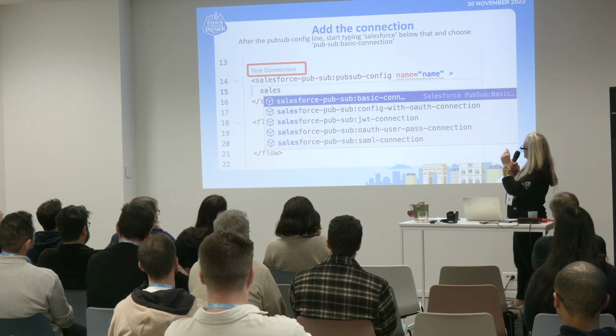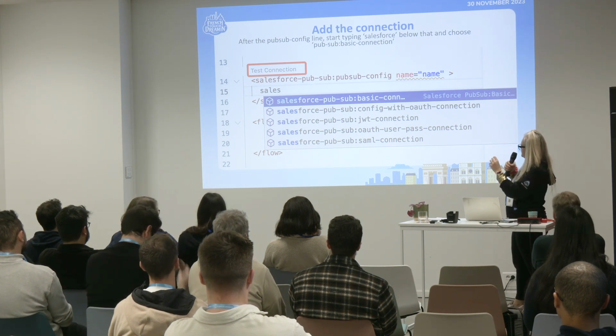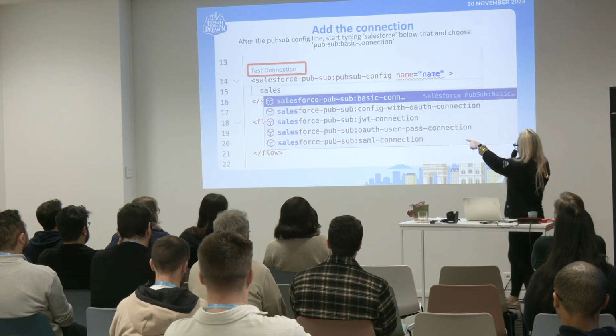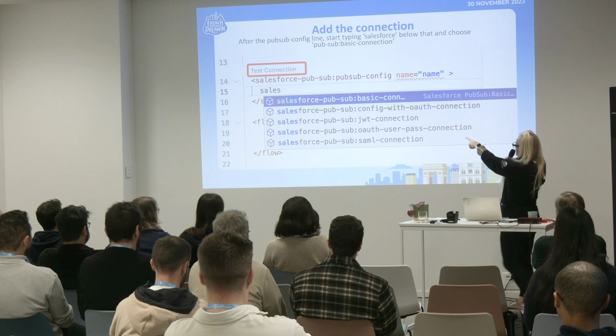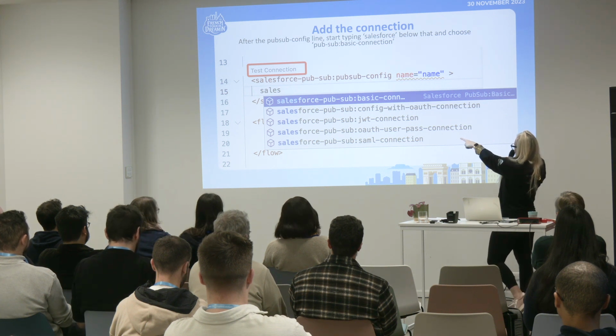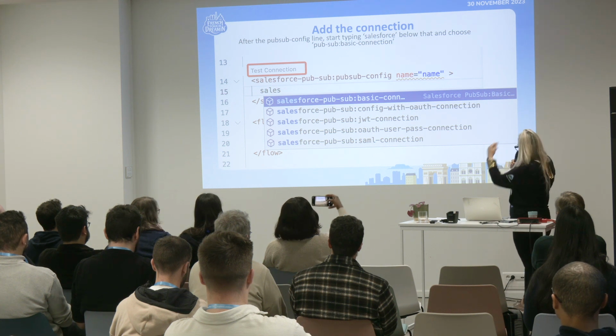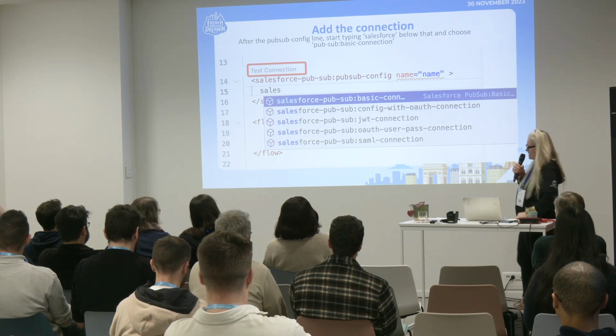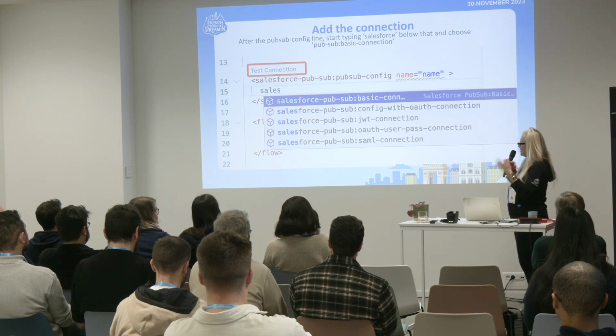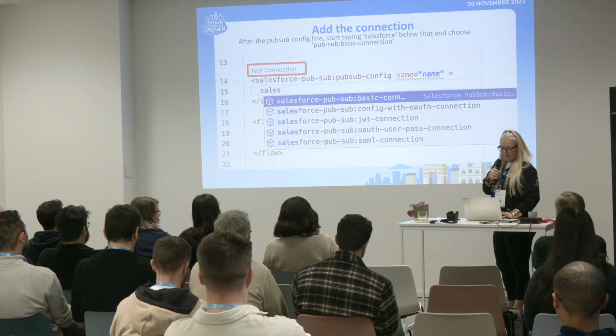Then within those brackets, you start typing Salesforce again, and you see all the different options. I chose the basic connection because I'm lazy, but you can see there's the config with OAuth, there's a JWT connection, OAuth user password, also not really recommended, and then you also have SAML. So those are all the different ways that you can connect to your Salesforce org.